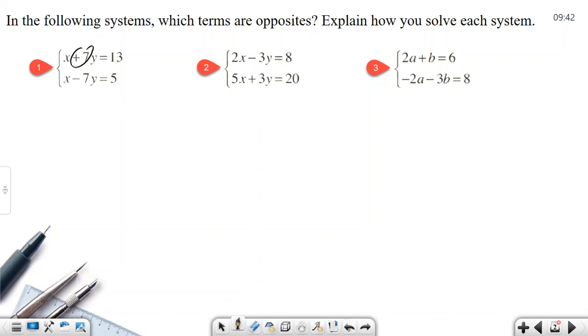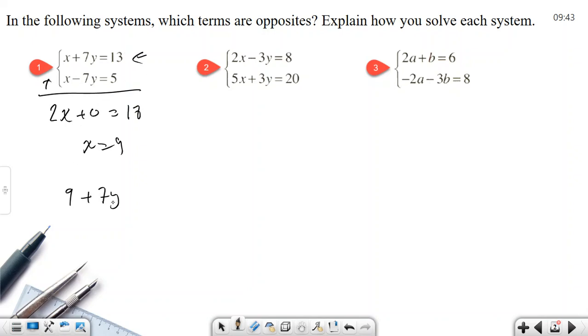When you add both linear equations together, x plus x is going to be 2x, and plus 7 minus 7 is going to be 0. On the right side, 13 plus 5 equals 18. So 2x equals 18. If you divide both sides by 2, x is going to be 9. After that, you can substitute 9 into one of the equations. It doesn't matter which one. I will use the first one.